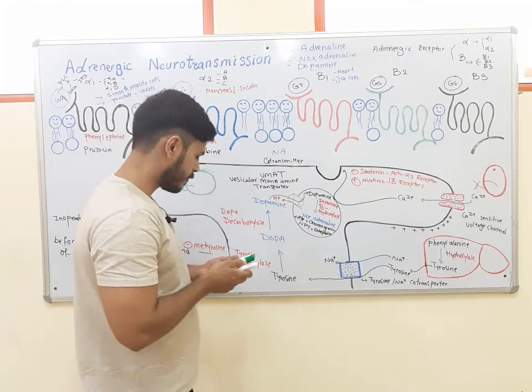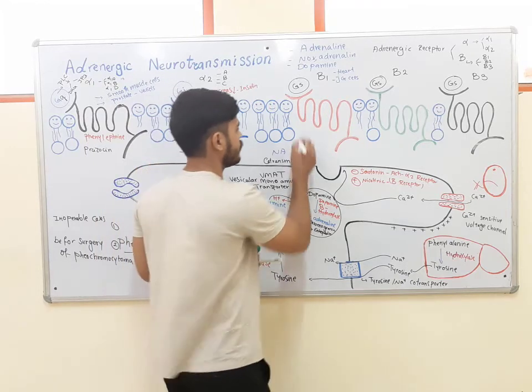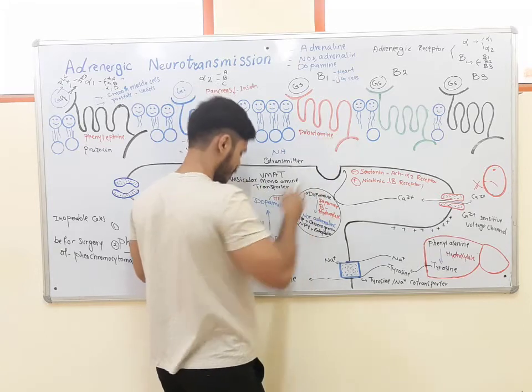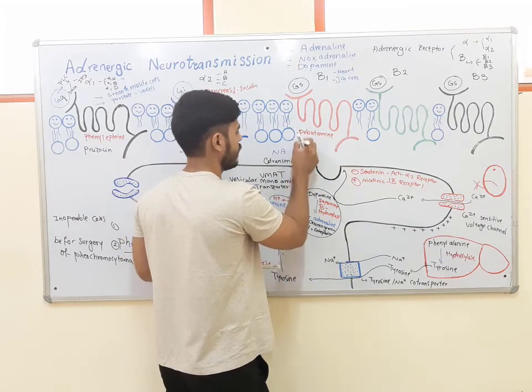The agonist for beta 1 receptor is dobutamine. Dobutamine is the agonist. And antagonist for beta 1 receptor is metoprolol.